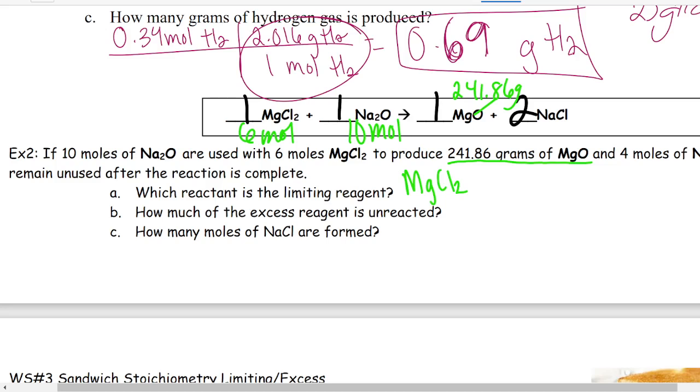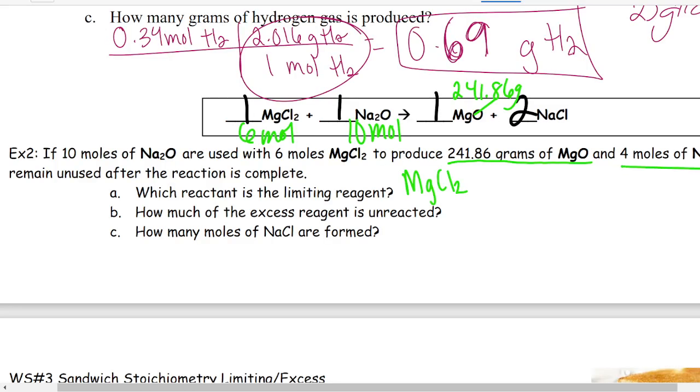Okay, but without even calculating anything, you should be able to look at the wording of this question and tell me that magnesium chloride is going to be limiting. But why? Oh, because it says 4 moles of Na2O. Yes, this part right here, 4 moles of Na2O remain unused. If it remains unused, that means that it is left over at the end. So if I have leftover Na2O, that tells me not all of the Na2O was used up. So that must be my excess. So then by process of elimination, you know that magnesium chloride must have been the one to run out.